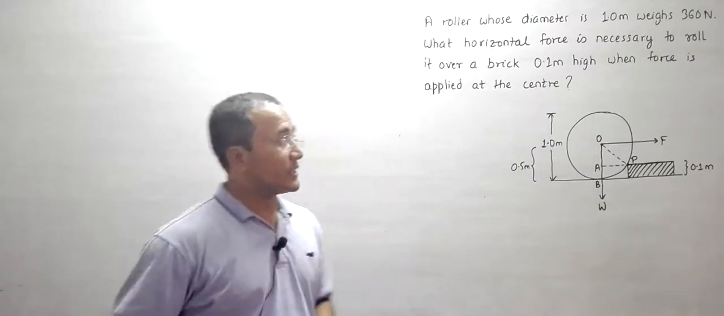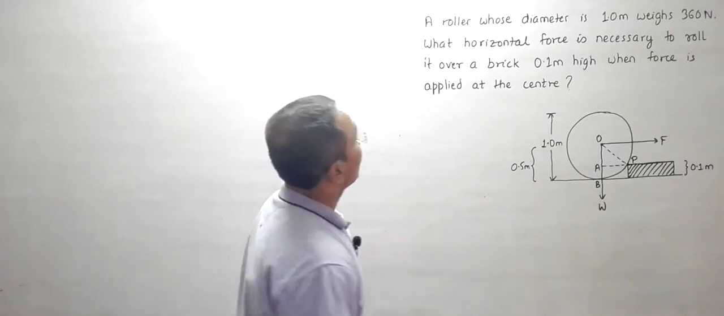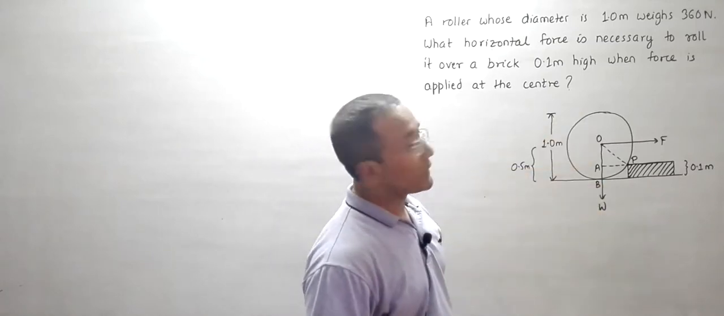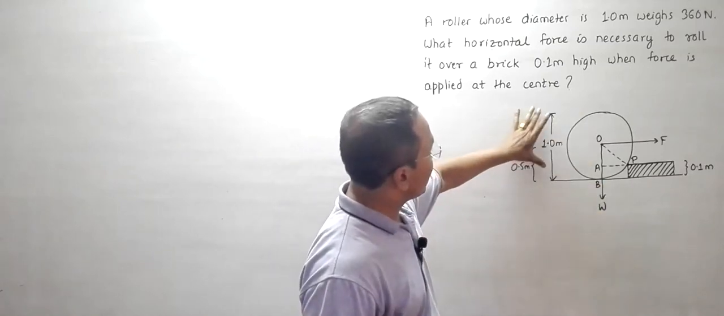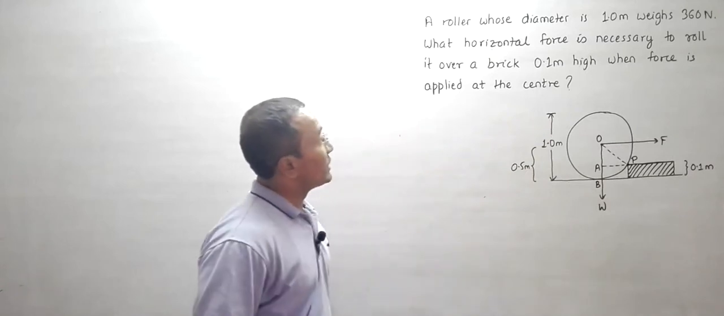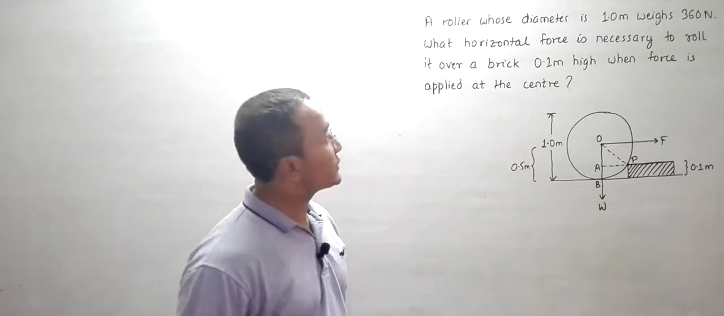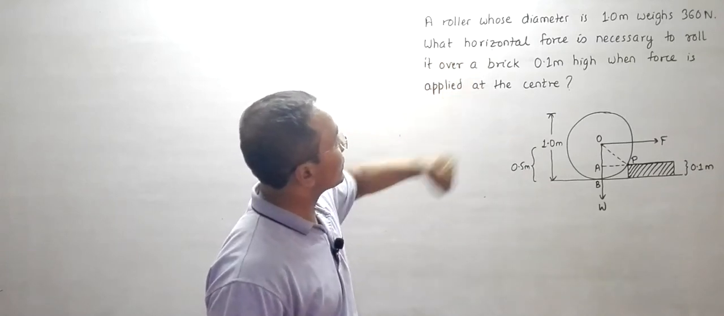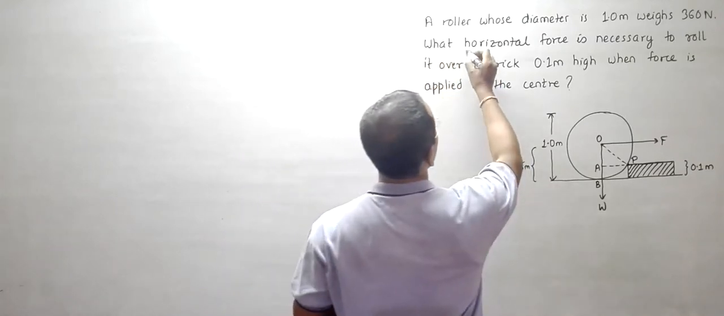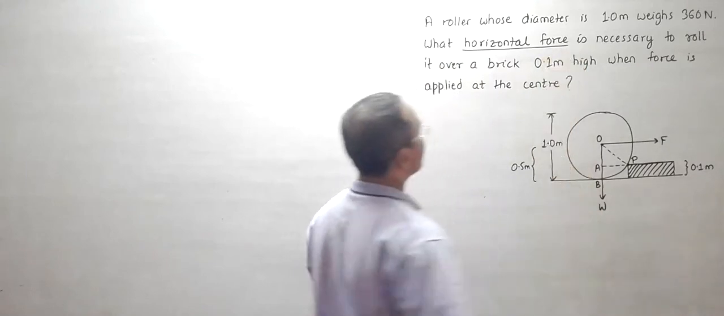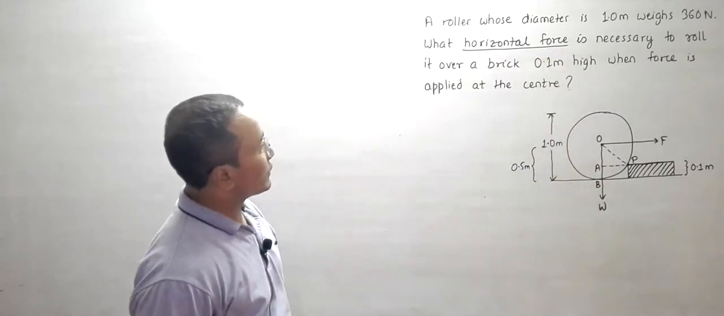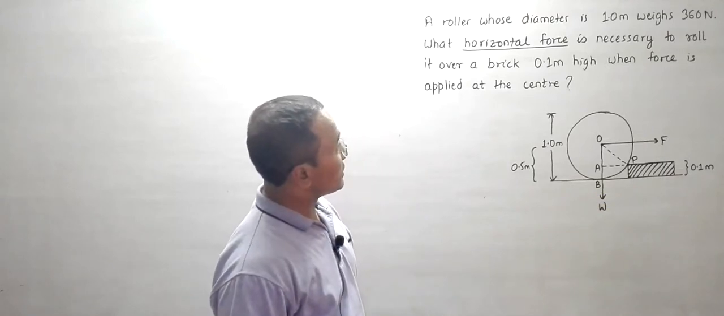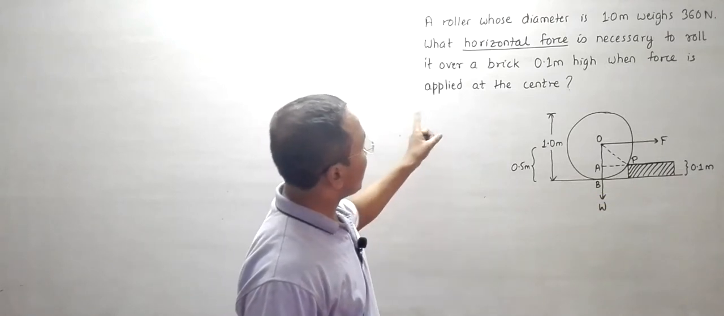Hello, today's question is somewhat like this. A roller whose diameter is 1 meter. So we have a roller whose diameter is 1 meter, as you can see here. It weighs 360 newtons and we have to apply a horizontal force, as you can see here. Let me highlight this horizontal force necessary to roll it over a brick. You can see the brick here, brick 0.1 meter high, when force is applied at the center.